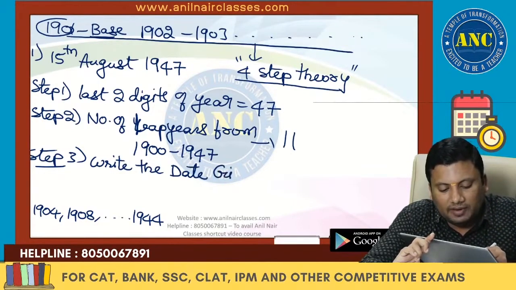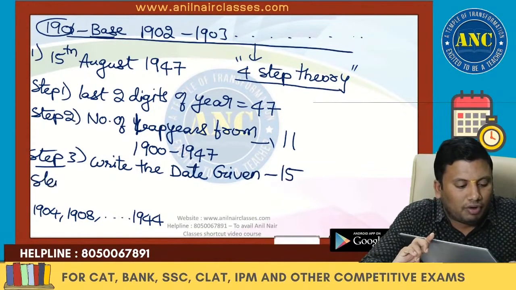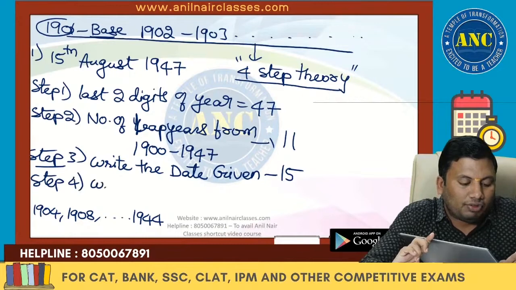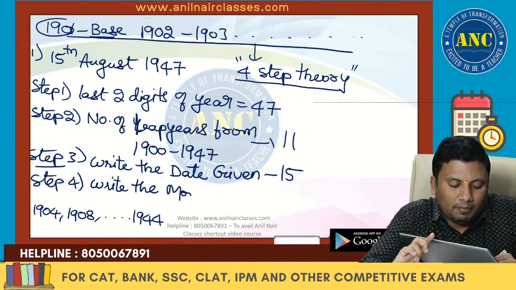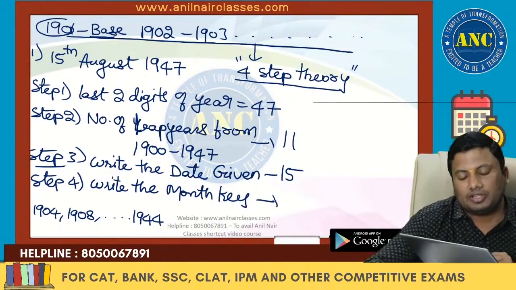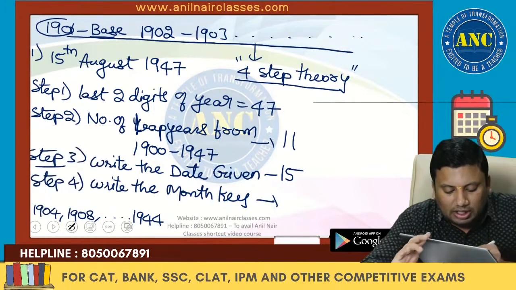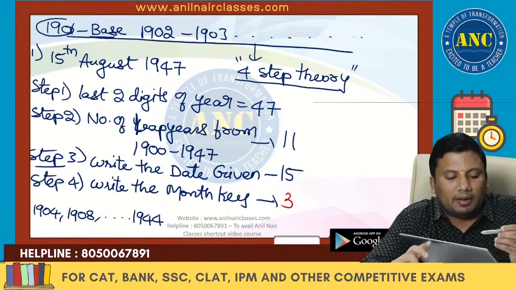Write the date given. The date is nothing but 15. Step number 4: write the month key that is given. Month key. August is nothing but 3. Right? Again, I am repeating.